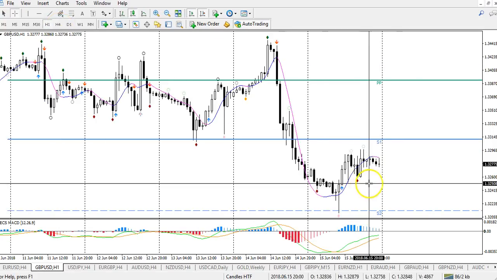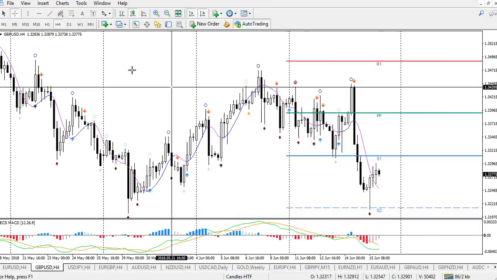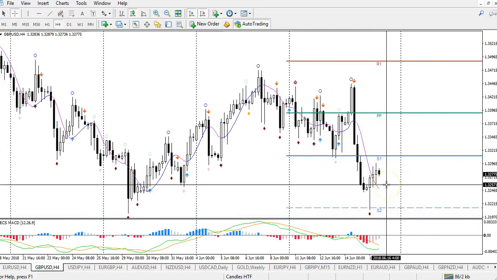So triggers could be a break through this fractal, a good bearish candle on the hourly or 4-hour chart, a break through this low. That I think could be confirmation signals of follow through. Now, what if that does not happen? What if my break, pullback, continuation analysis is invalidated?